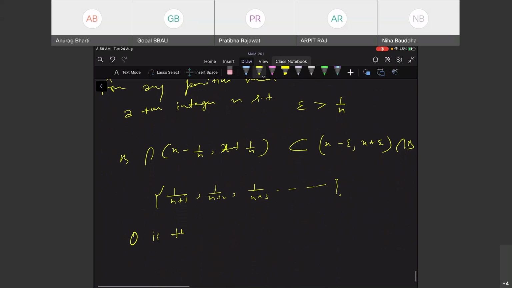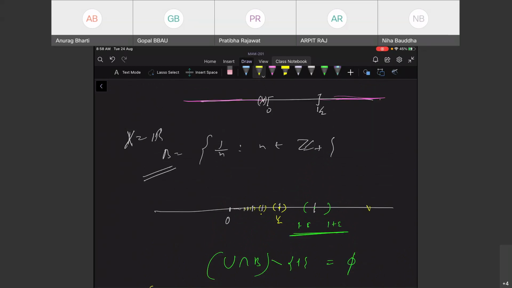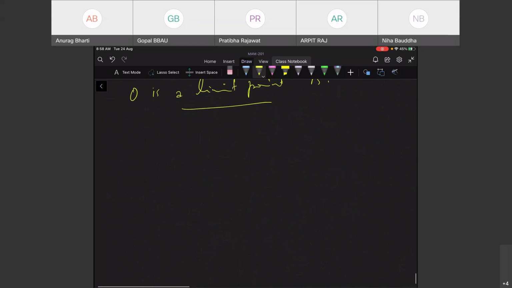0 is a limit point of B. If you take any other real number, say this real number, it is not a limit point, because you will always get a neighborhood of this point which does not intersect with B. Correct or not?